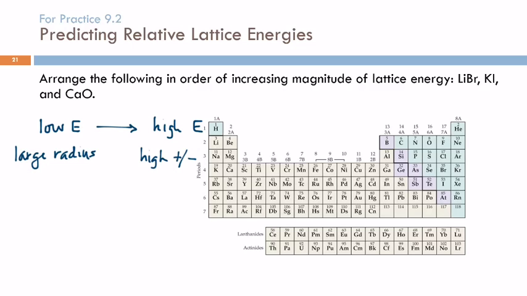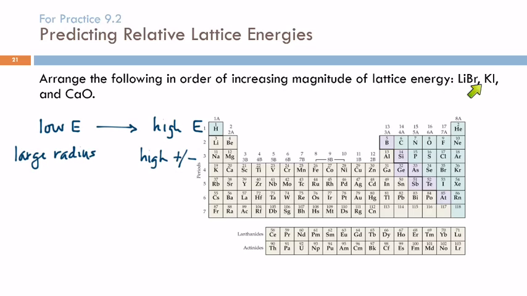Well, do two of these compounds have charge in common? The first two, right? Lithium and bromine both have a 1 charge. And potassium and iodine both have a 1 charge, plus 1, minus 1. So we could compare these on the basis of radius because the charges are the same.